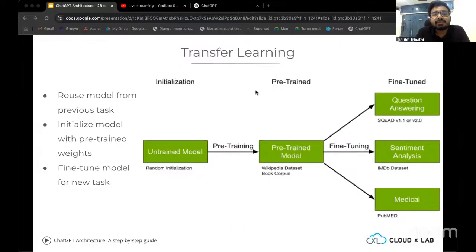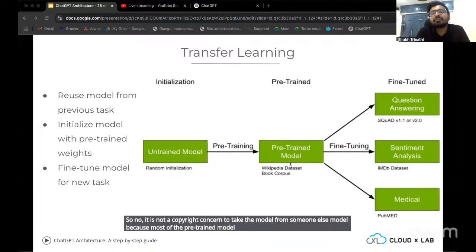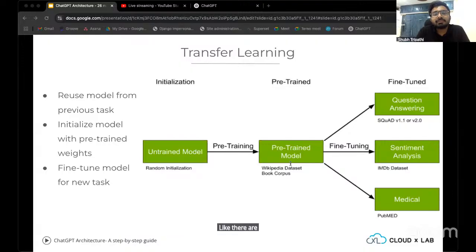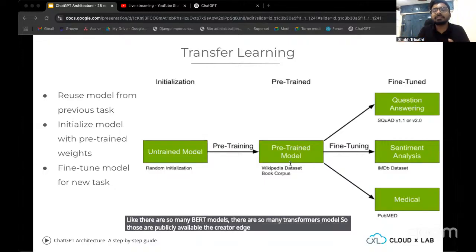Prince has asked, is it not a copyright concern? No, it is not a copyright concern to take the model from someone else's model, because most of the pre-trained models which we choose are open source. They are publicly available. There are so many BERT models, so many transformer models. Those are publicly available. The creator has given the permission for everyone to use it. So there is no copyright issue.